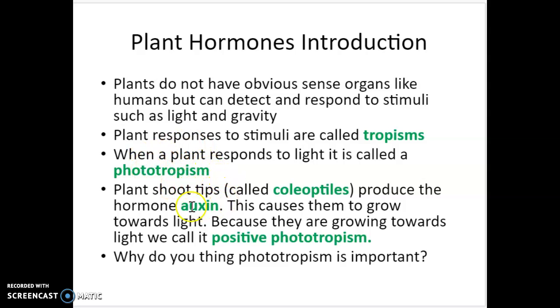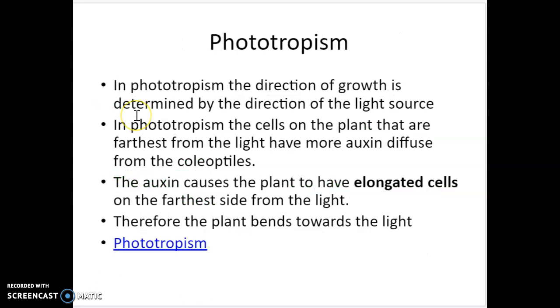It's all to do with the auxins, which are found in the shoot tips, sometimes called coleoptiles. If you see the word coleoptile, it just means the plant shoot. And that causes it to grow towards light. So we've got to understand how that auxin is going to help it grow towards the light. Because they're growing towards the light, we call it positive phototropism, because it's going towards it. Now, you should just think for a second, why is it important that a plant grows towards the light when it shoots? Well, it obviously needs that light for photosynthesis. If it doesn't get the light, it's not going to be able to do it.